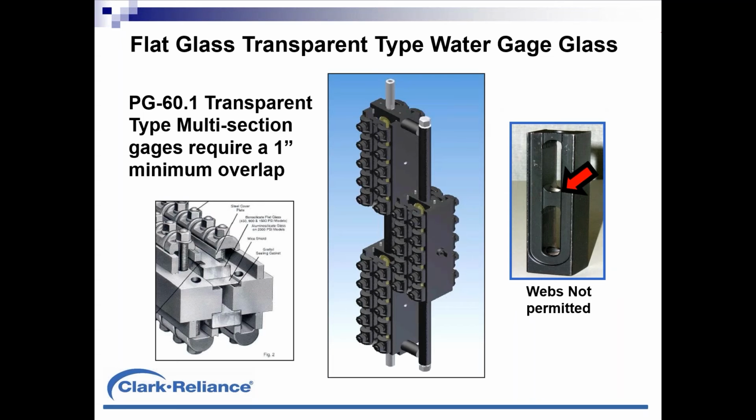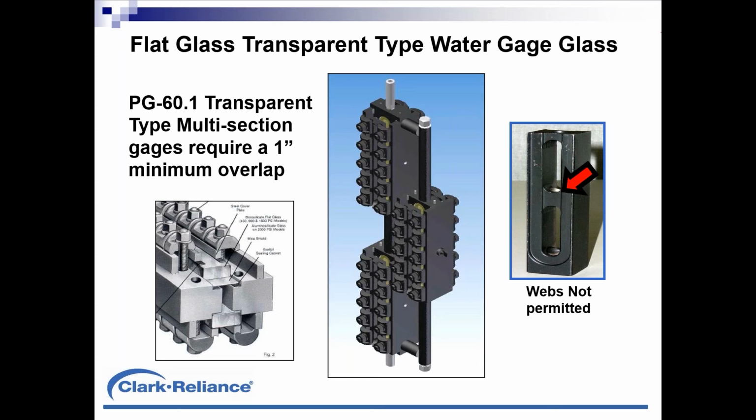When it comes to a flat glass type gauge, Clark-Reliance is a bit unique. The first image in the lower left shows you a cross section of a Reliance gauge where we have individual finger clamps over the glass, which optimizes the load on the glass and gasketing. And these gauges perform very well. We have 4 different pressure classes, up to 2,000 pound service for these gauges.